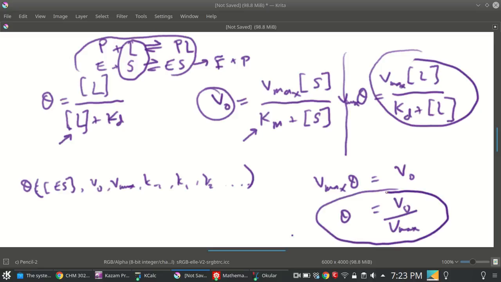Is this the only way to solve this problem? No, it isn't the only way. I mean, we could have done it this way. We could have said, let's get rid of the Vmax, so divide Vmax on both sides, like this, and oh my God, this looks exactly like theta, so we'll just say this equals theta. There are many different ways to do this.